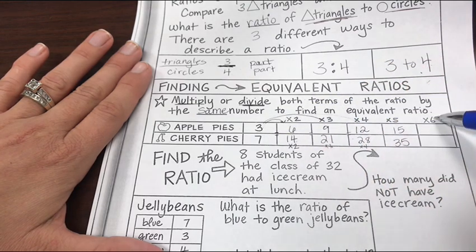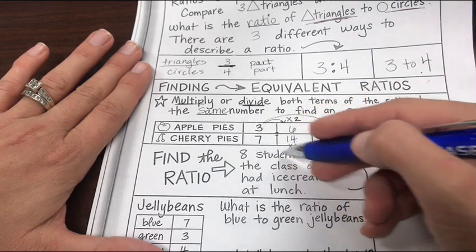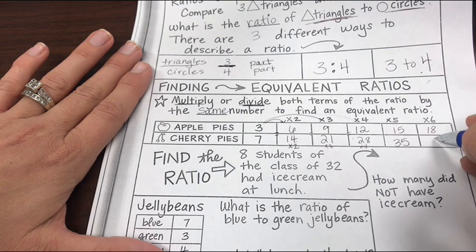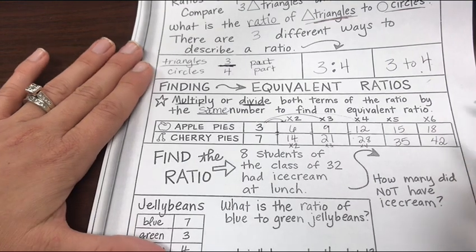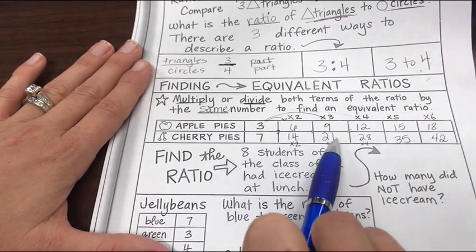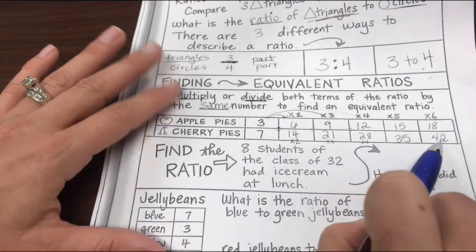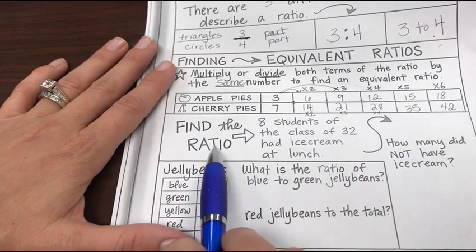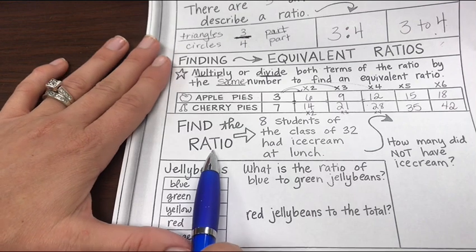3 times 6 is 18. So 7 times 6 is 42. So all of these are equivalent ratios. All right, so let's actually find a ratio. So let's answer some questions.